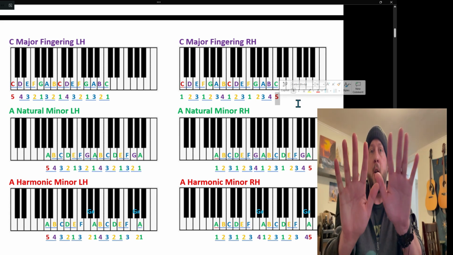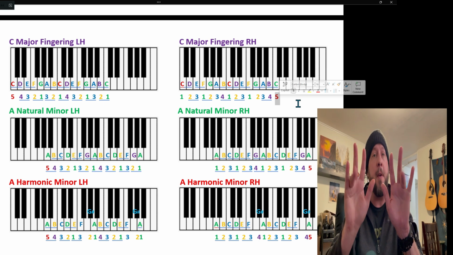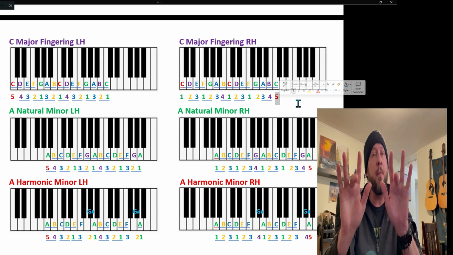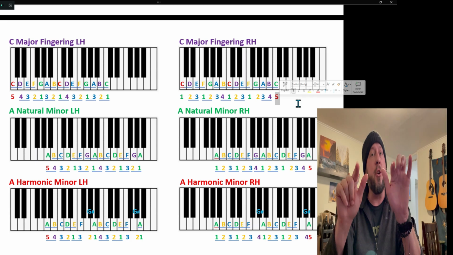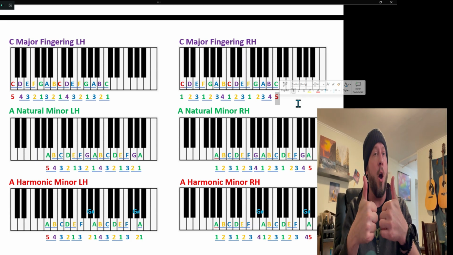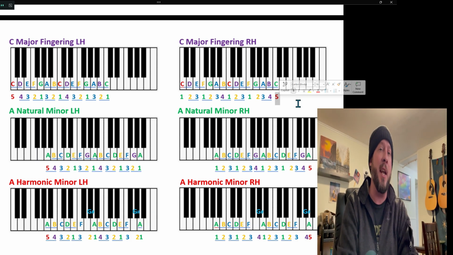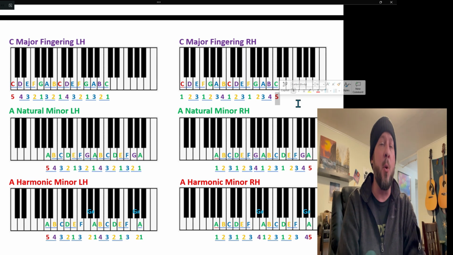Really, finger numbers here are always the same. Pinkies are always 5. Ring fingers are always 4. Middle finger is always 3. And then your index is always 2. And then your thumbs are always 1. All right, let's go on ahead and check that out on piano now as well so that we can see it being played, so we can see what we need to be doing there.